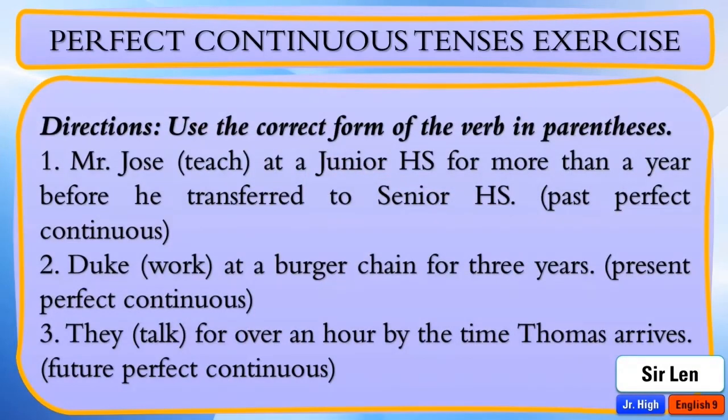Directions: Use the correct form of the verb in parentheses. 1. Mr. Jose teach at a junior high school for more than a year before he transferred to senior high school. Past perfect continuous. 2. Duke work at a burger chain for 3 years. Present perfect continuous. 3. They talk for over an hour by the time Thomas arrives. Future perfect continuous.